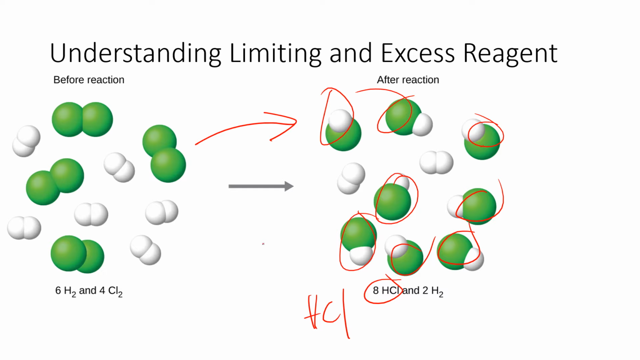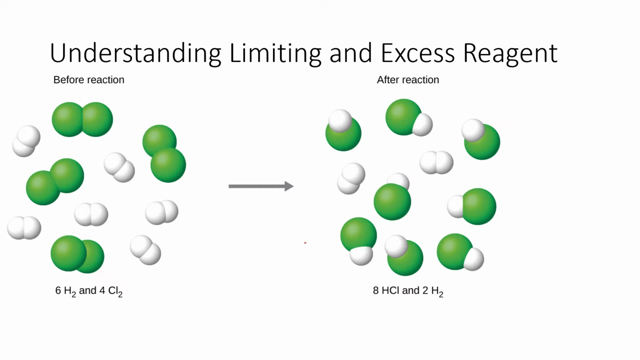But if you look here, for every 6 hydrogen molecules, we need 6 chlorine molecules. We don't have that. We only have 4 chlorine molecules. So what ends up happening is we only end up producing 8 HCl, and we have 2 hydrogen molecules left over, which you see over here, right?